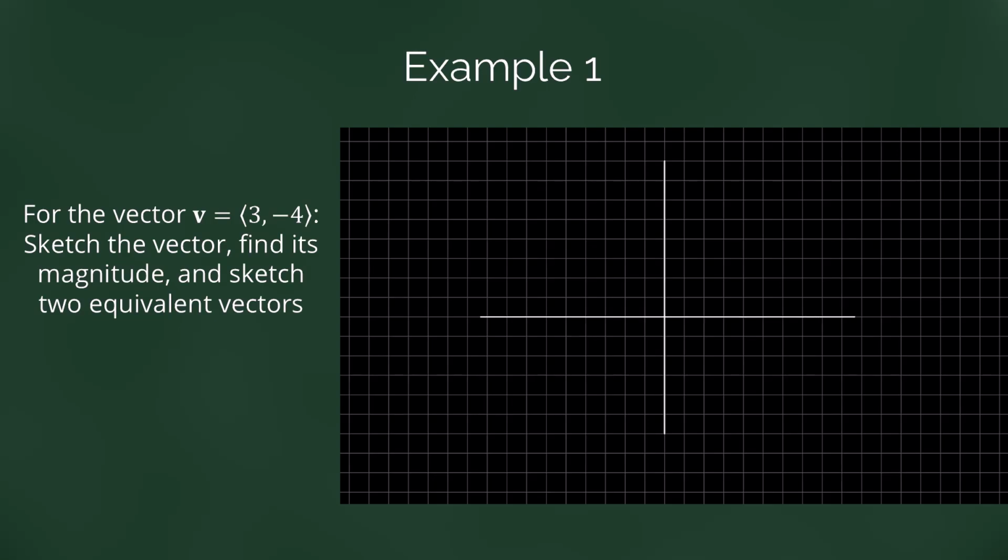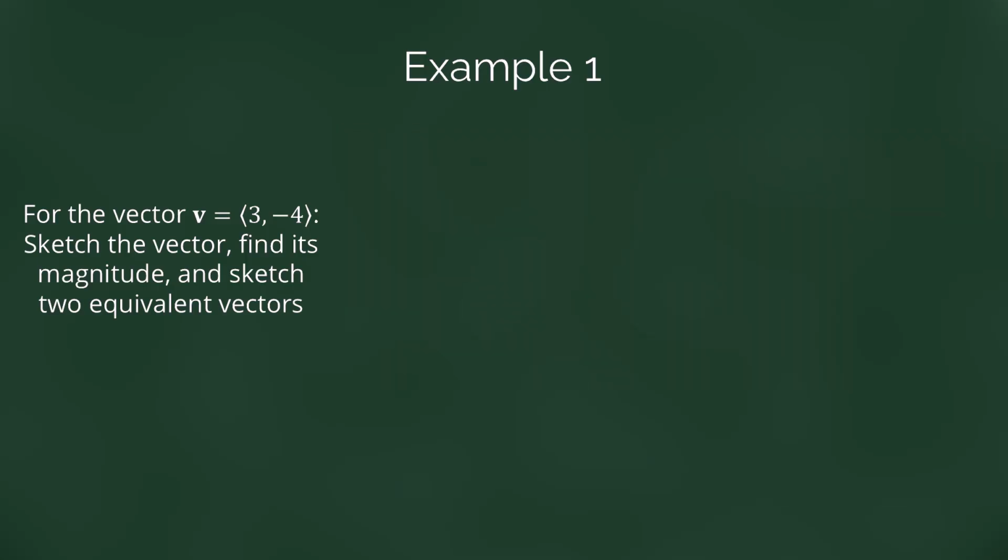I'm going to start by drawing it as a position vector. So I'm going to say that this is a vector that terminates at the point (3, -4), right here.